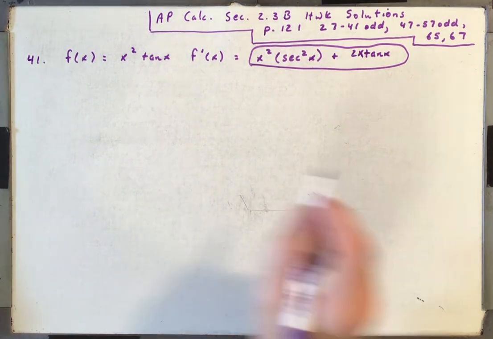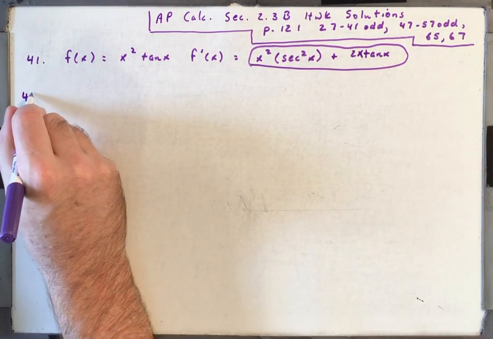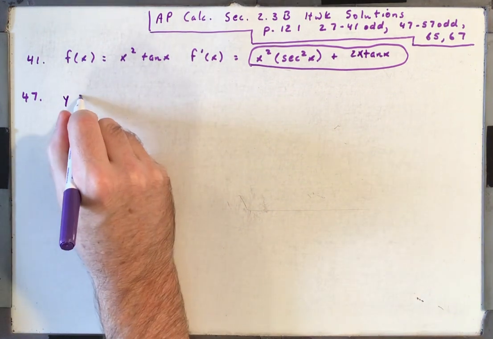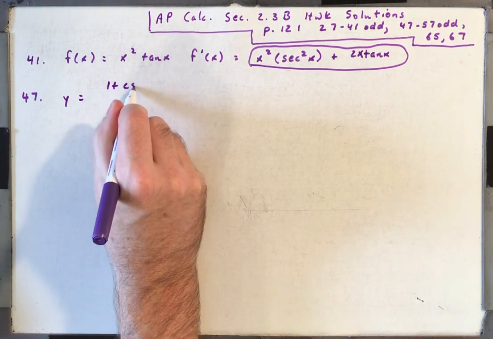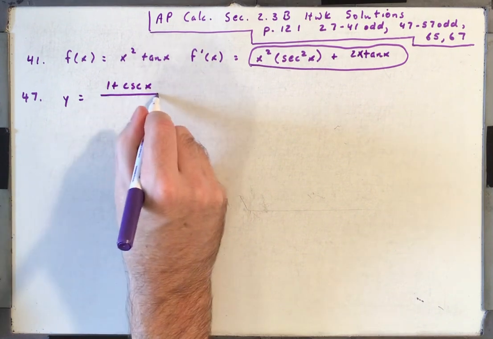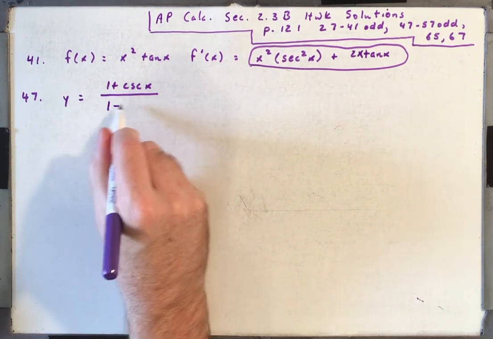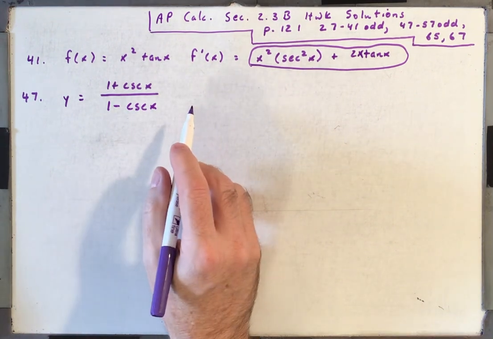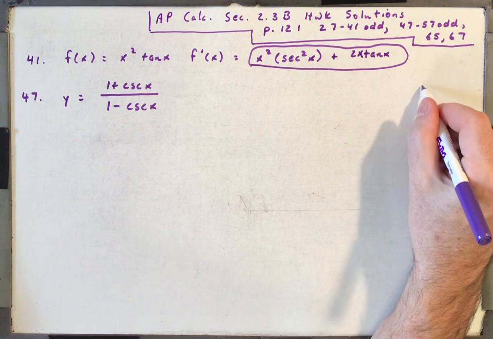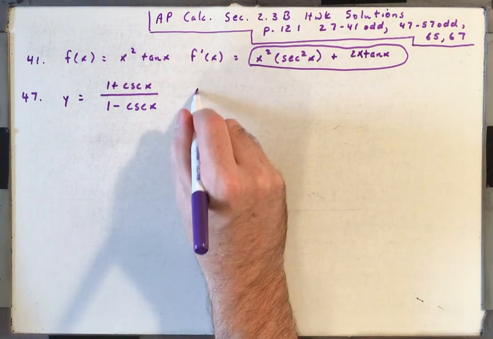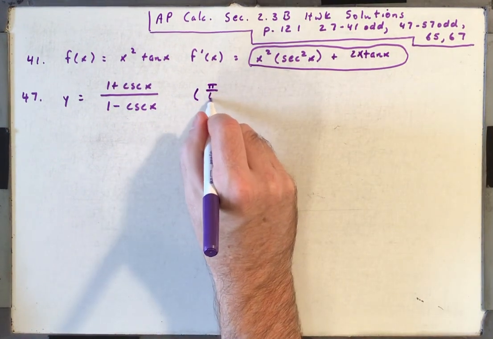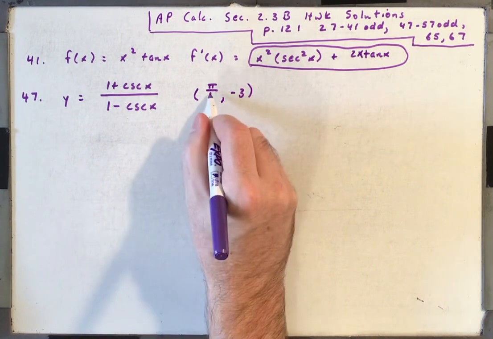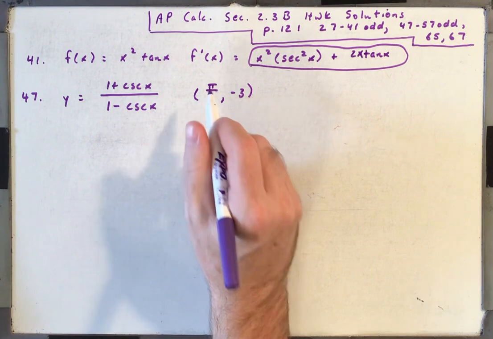Okay, now things get a little fancier for a few of these. So 47, we have y is equal to 1 plus cosecant x over 1 minus cosecant x. And we want to evaluate the derivative, and the point is going to be pi over 6, negative 3. But we really only care about pi over 6. We're gonna plug that into the x value after.